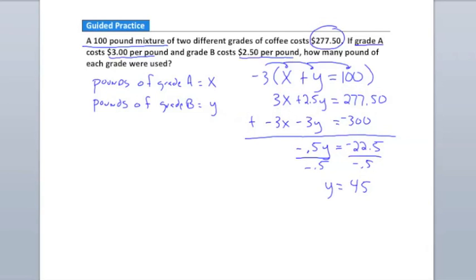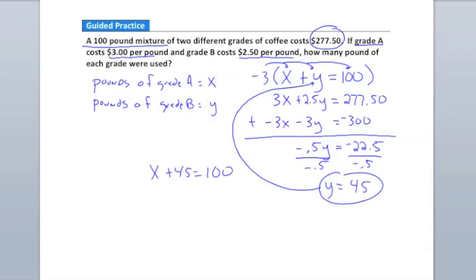So what I want to do now is plug that y back into my original equation up here, where I had x plus y equals 100. So this is what that would look like. We see x plus 45 equals 100. I would subtract 45 from both sides, and then we'd get x equals 55.